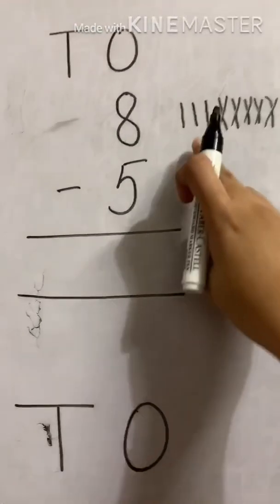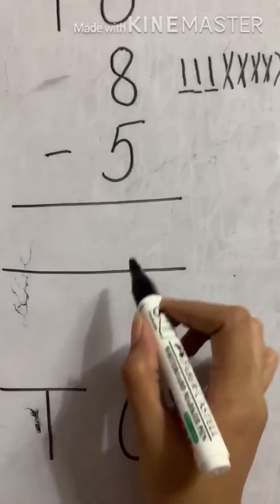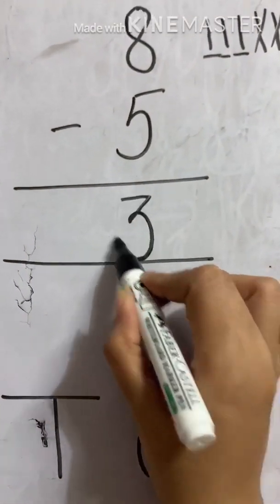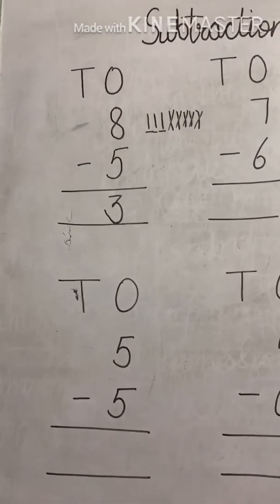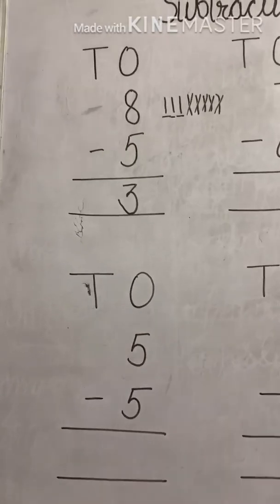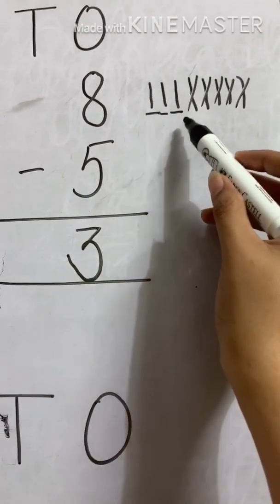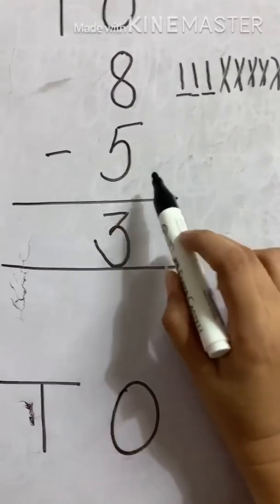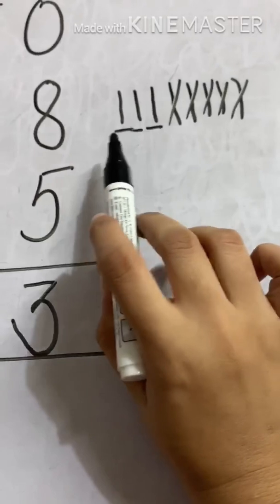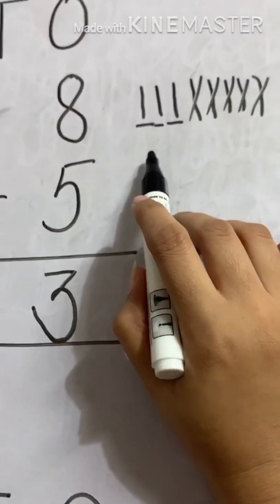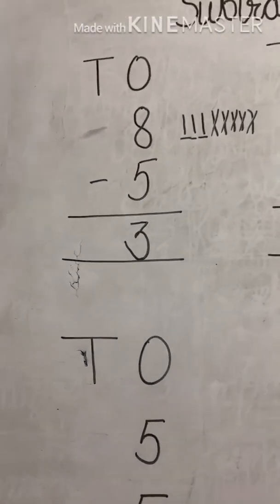So how many lines are left now? Let's count them. 1, 2, 3. How many lines are there? 3. So my answer will be 3 in this case. So how are we doing it, students? Let me explain one more time. The number which is written at the top, we will draw that many vertical lines according to that number. And then the number which is written afterwards, we will put a cross over that many lines and we will count the remaining vertical lines left after crossing them. So this is the way of doing a subtraction sum.